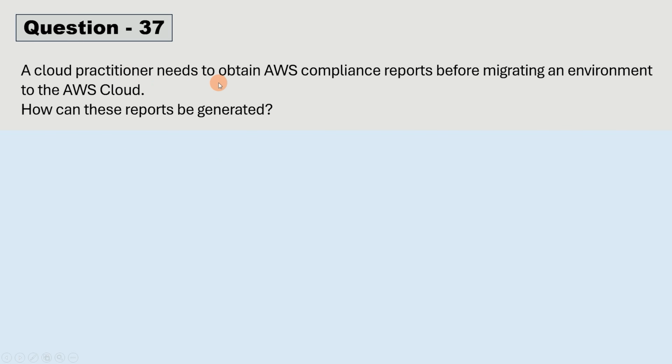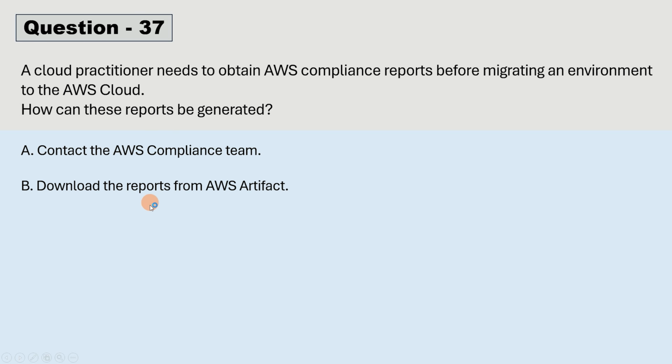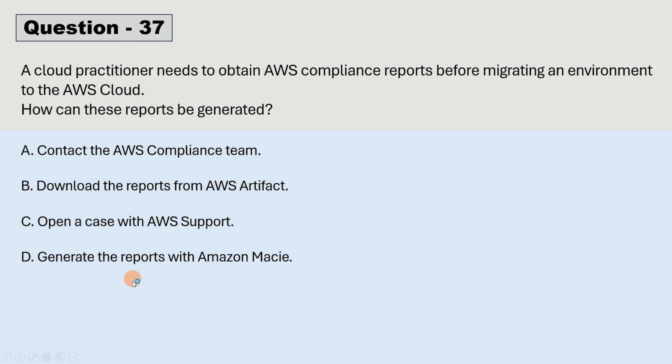Now question number 37. A cloud practitioner needs to obtain an AWS compliance report before migrating an environment to the AWS cloud. How can these reports be generated? Here are the options. Option A, contact the AWS compliance team. Option B, download the reports from AWS Artifact. Option C, open a case with AWS Support. Option D, generate the report with Amazon Macie.